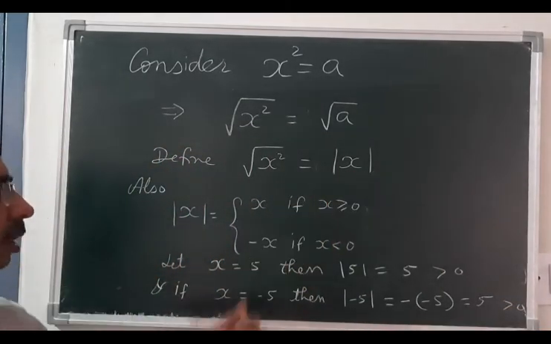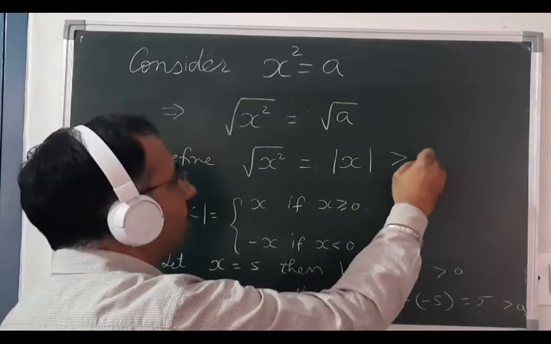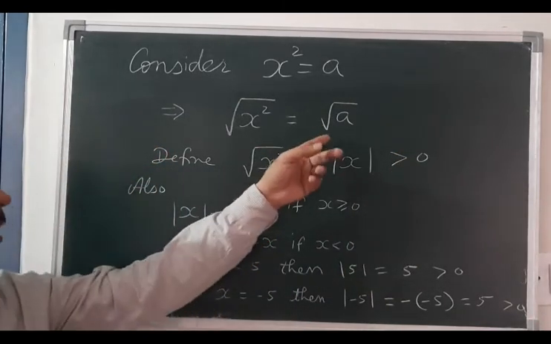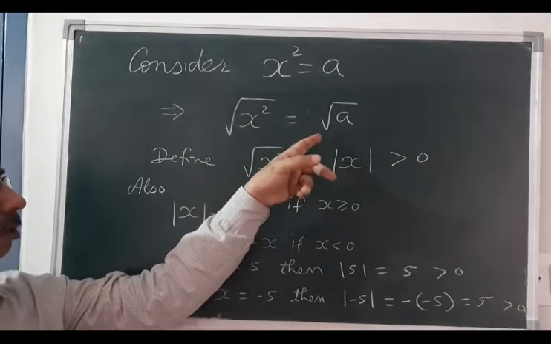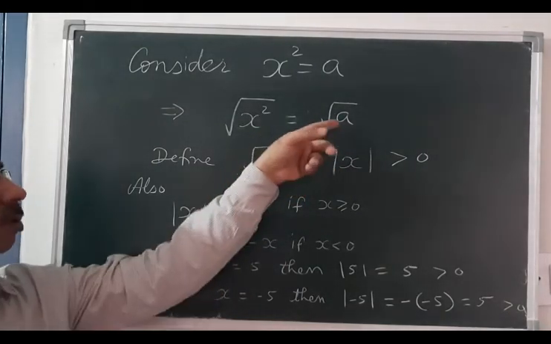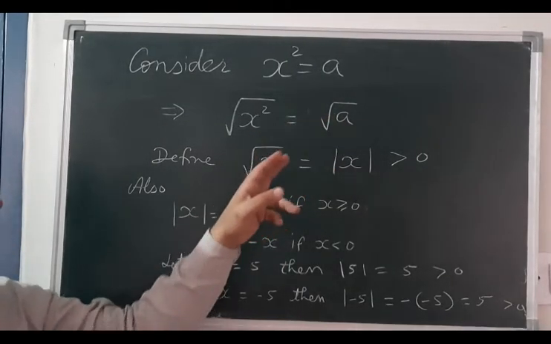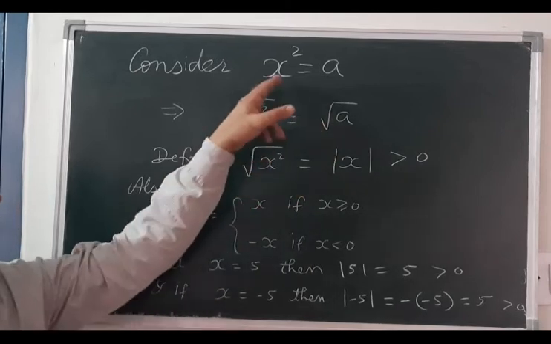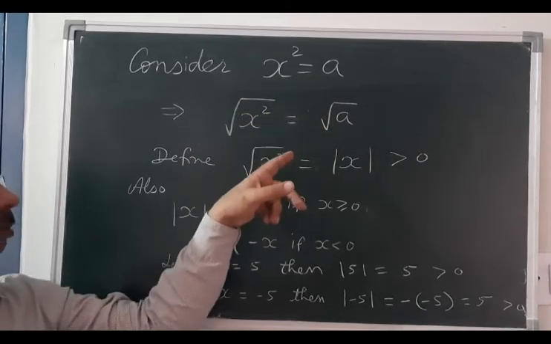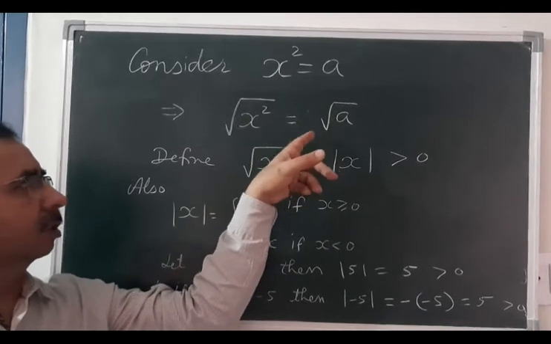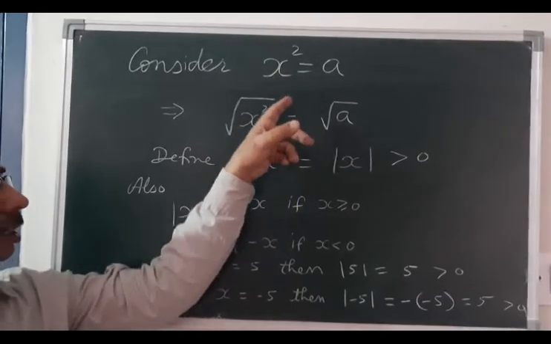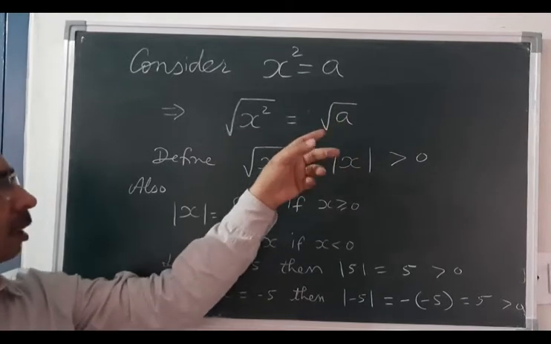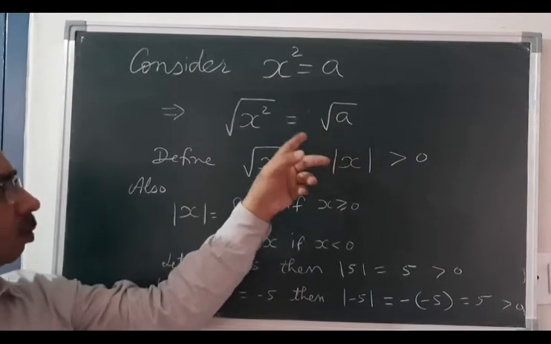So this number is a positive number. And here my definition of root a was the positive value of the square root. So there are two answers satisfying this equation, but I have said that the positive value of x satisfying this relation will be root a.